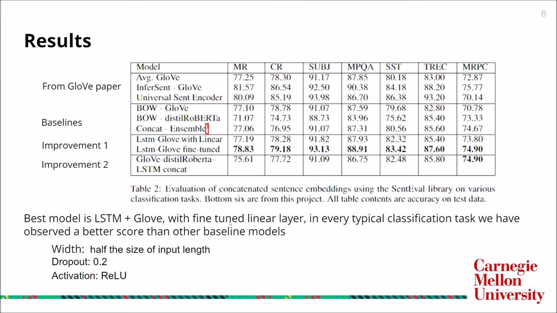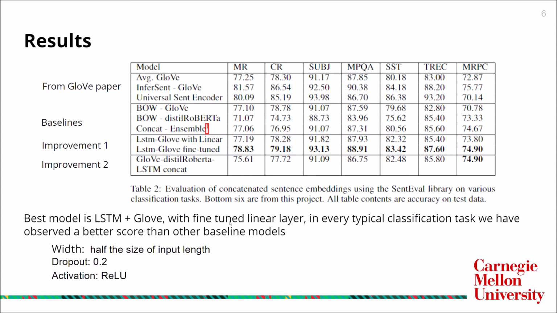In this slide, I'm hoping to demonstrate to you the results of our experimentation. As you can see from the table, we have divided our data into 4 sections, where the first one is from the original GloVe paper, the second one is for our baseline implementations, and the third and fourth ones are for our improvement strategies 1 and 2. Feel free to pause the video if you would like to look at the data more closely.